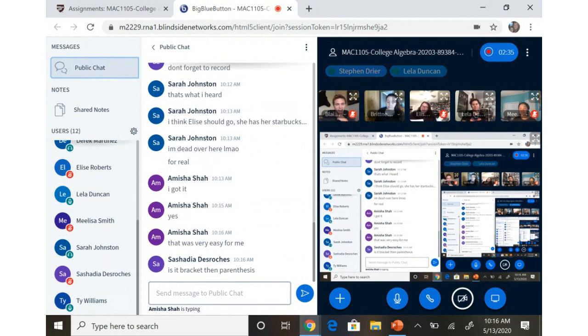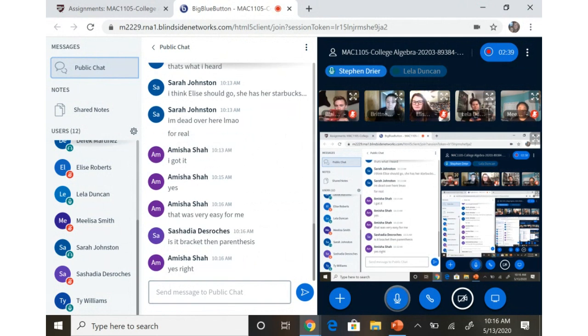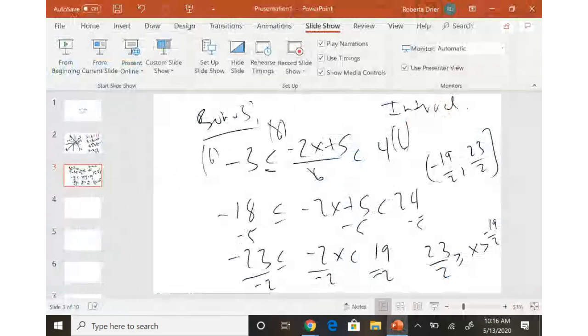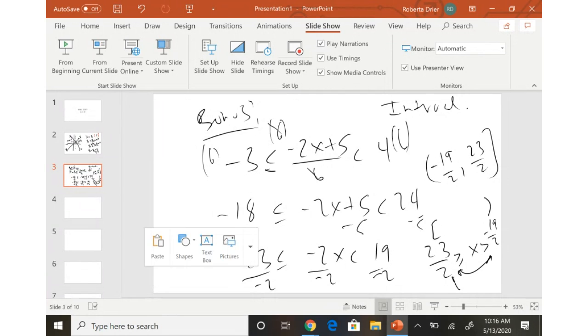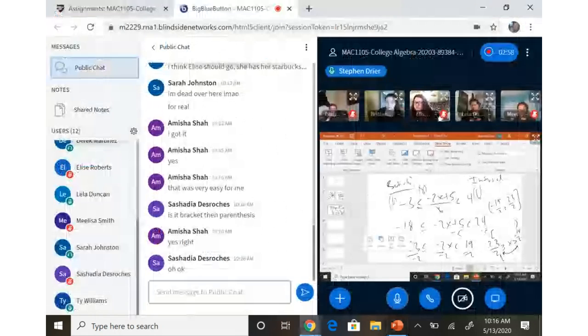Is it a bracket and then a parentheses? Sasha, why do you keep bringing this back to like math? Golly day. It's a parenthesis and then a bracket. So this number gets the bracket. This number gets the parenthesis, but they're in backwards order because of the inequality being rotated. So does that make sense?